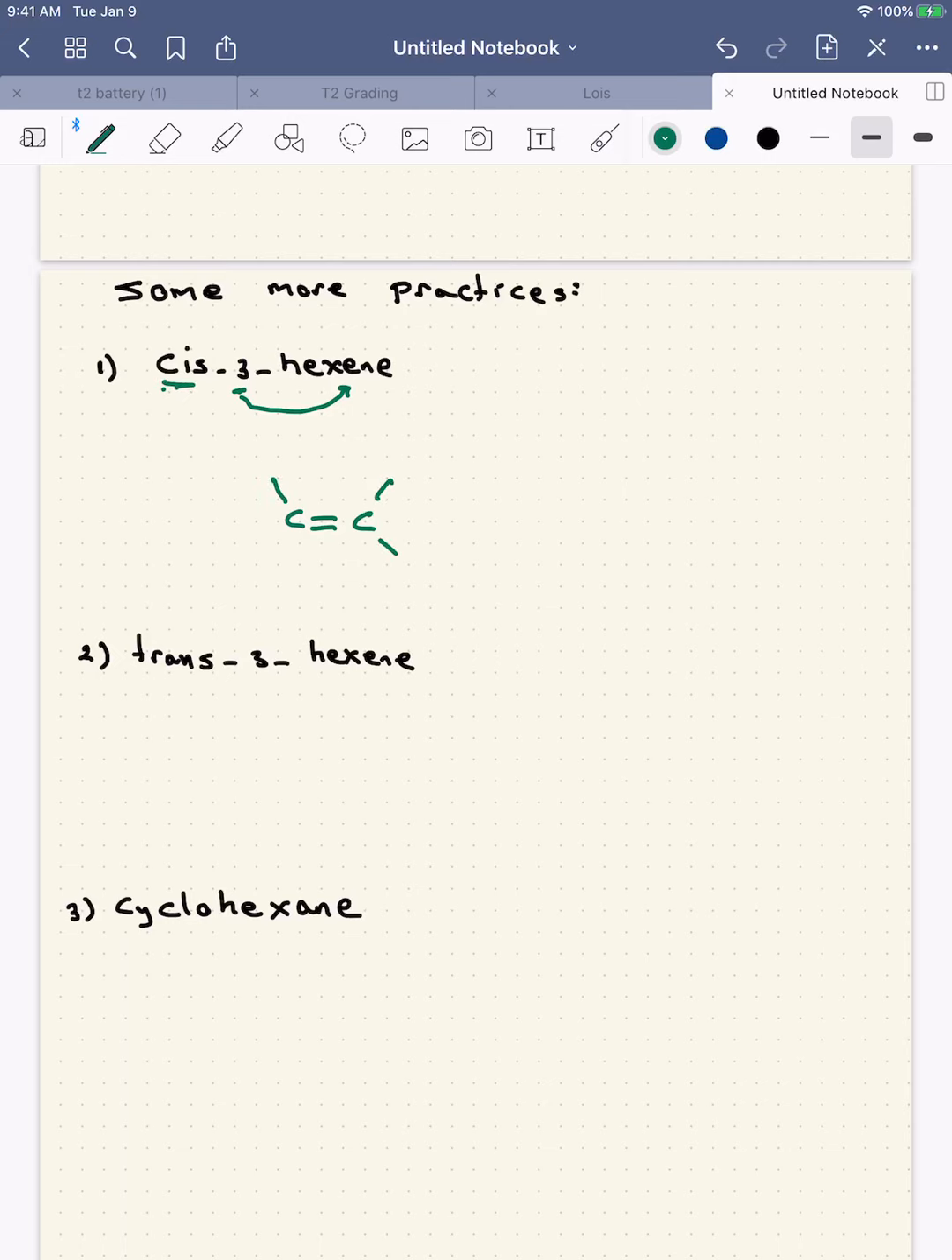So what I'm going to do is put 1 hydrogen below, the other hydrogen is also below, and then I'm going to put CH2, CH3, CH2, CH3. You have 1, 2, 3, 4, 5, 6. So that's hexene, and it's on carbon number 3. If I give you the stick model of it, it just looks something like this. So this is the cis version of it.